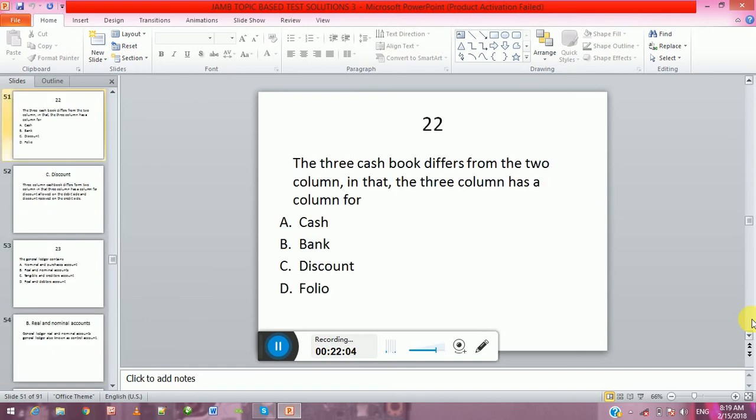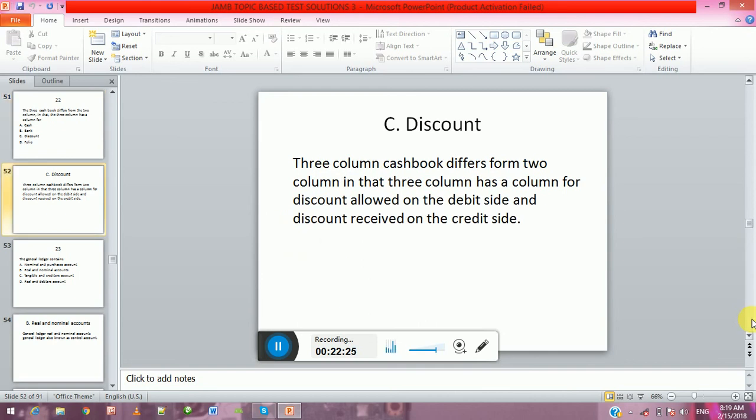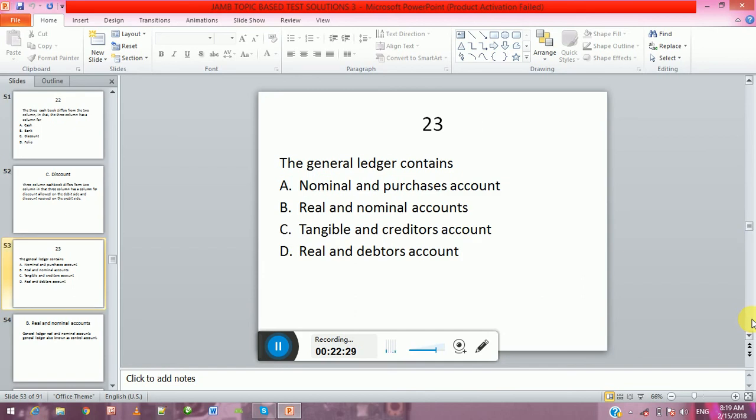Accounting. The 3 column cash book differs from the 2 column in that the 3 column has a column for discount, because the other ones have columns for cash, bank and folio. So they have an extra column for discount. That's why it is called a 3 column cash book.